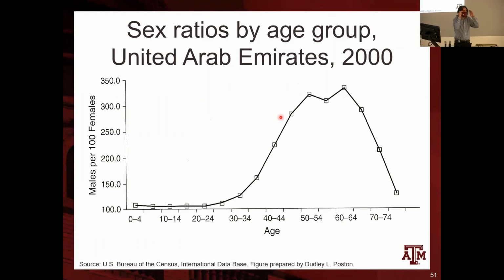So a simple graph for one country, one year, gives us a lot of information on how the society is organized. And just imagine in daily life, around 45 to 49 years of age, you have 3 men for every woman in the society. So it's completely different how the society is organized, right?